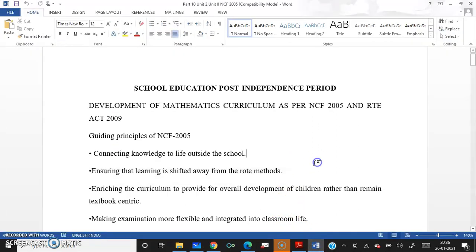Right now we are going to learn about school education in the post-independence period. When independence happened, afterwards how the school education has changed.